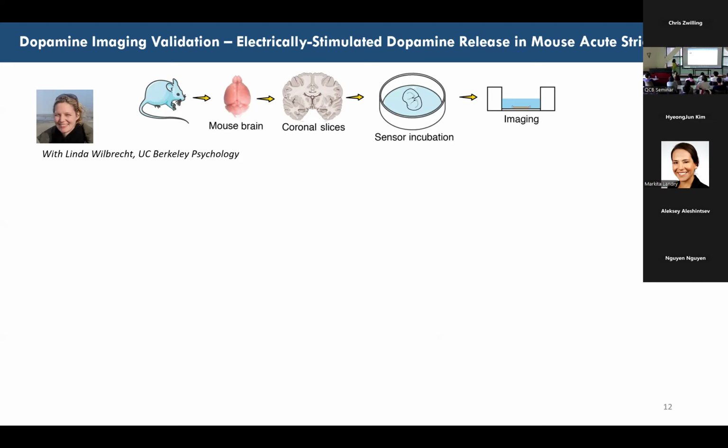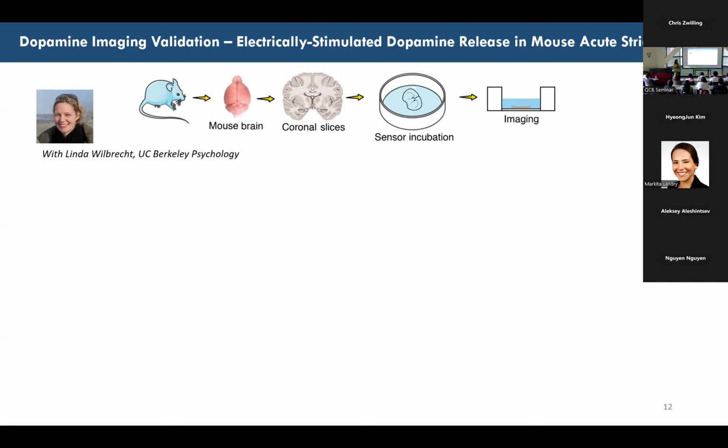And so this is a collaboration that started with Linda Wilbricht in the Department of Psychology. And Linda studies dopaminergic signaling as it pertains to adolescent development. And so what we did with Linda's lab was we took mice, we extracted brain tissue from mice, and then we generated coronal slices of about 300 microns thick. So this really nicely preserves basically the architecture of neuronal circuits in the brain tissue, and we can keep it alive by incubating that tissue in artificial cerebrospinal fluid and bubbling it with what's known as carbogen gas for several hours.